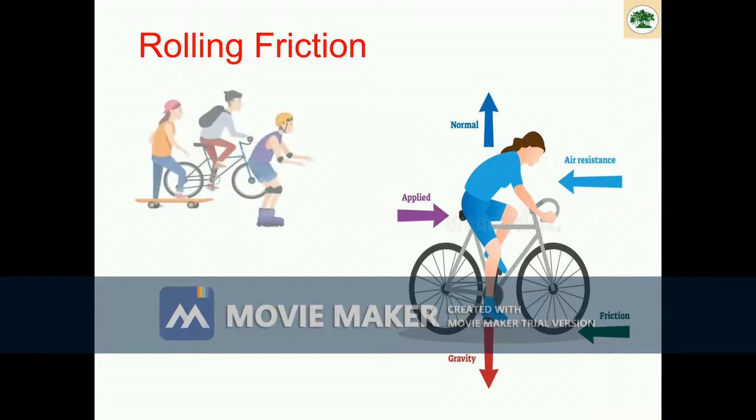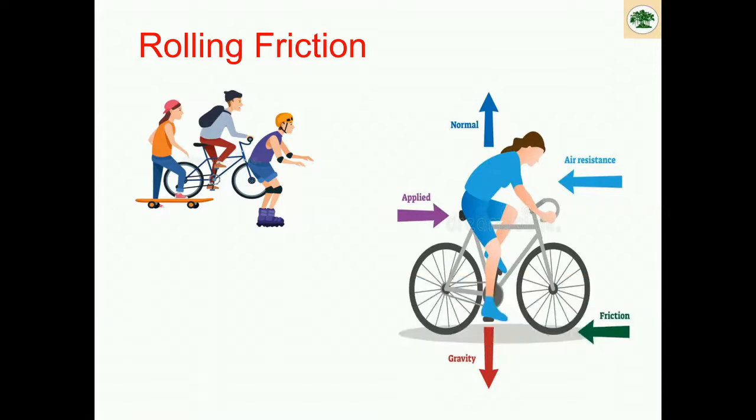Now there are two skaters also. In this skating, there are wheels for the skateboard or for the shoes. The wheels will rotate. Therefore, the friction is rolling friction.